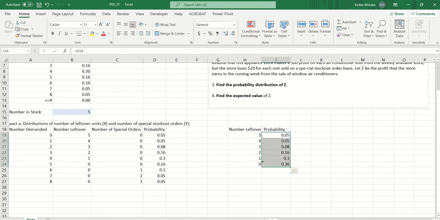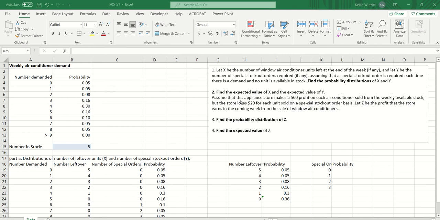And if you look at this down, this total sums to 1, so that's how we can double check our work. And you can go ahead and repeat this and get the probability distribution for special orders. Keep in mind that there are 4 options for special orders: 0, 1, 2, or 3.